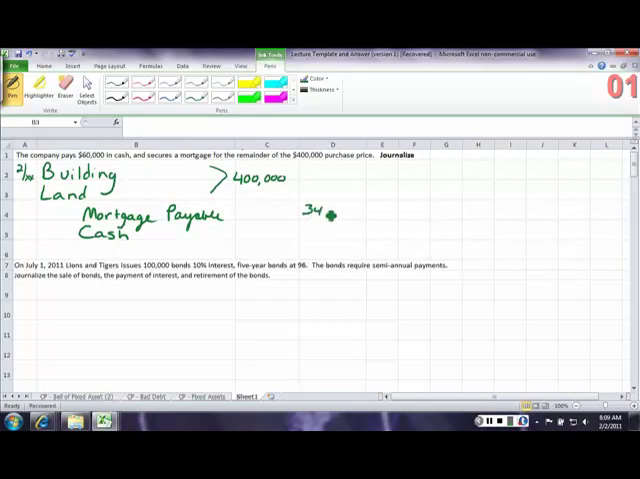And then we're going to credit mortgage payable for $340,000, and we're going to credit cash for $60,000. That should be a basic review entry for you.